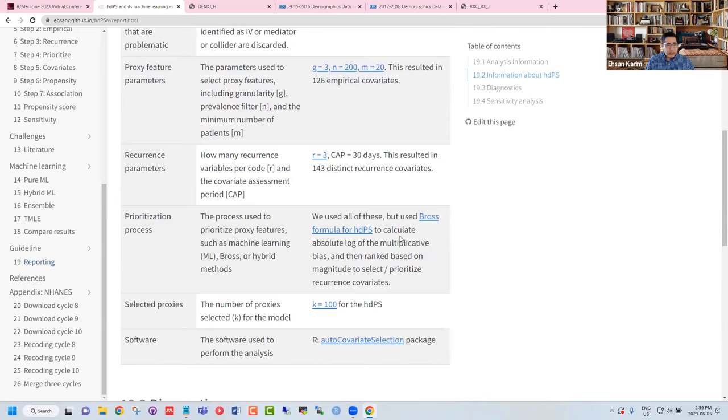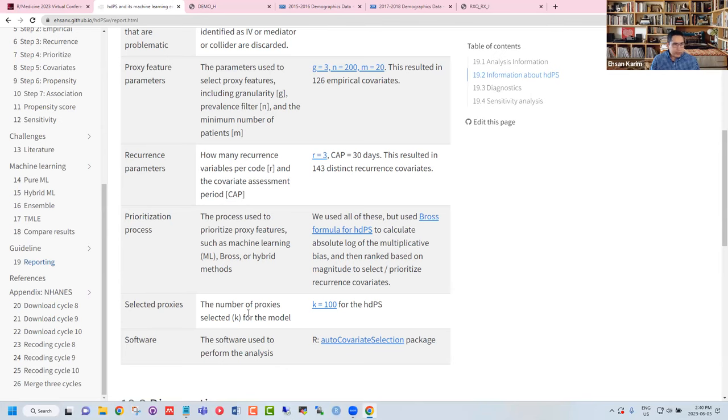In terms of the prioritization, you can use Bross's formula if you are interested in implementing the original high dimensional propensity score algorithm. But if you also want to use the machine learning versions, you can, and then you have to declare which type of algorithm you have used. And in some algorithms that are complicated, you also need to explain what parameters you have chosen to select the proxy variables based on those learners.